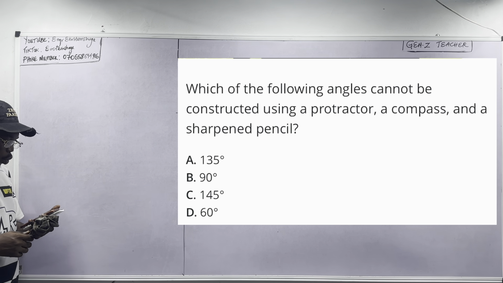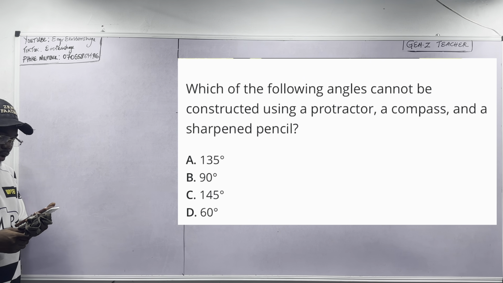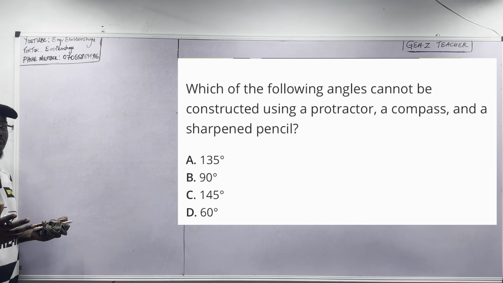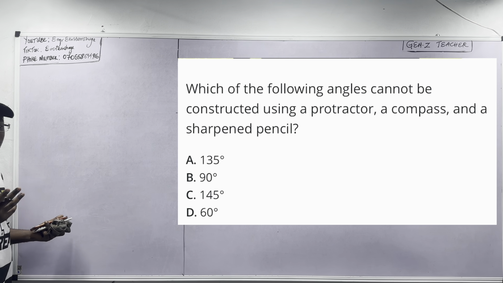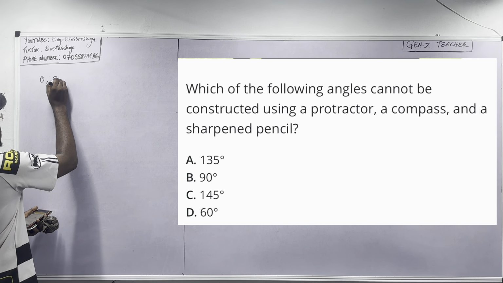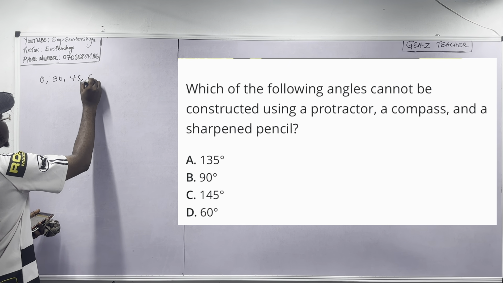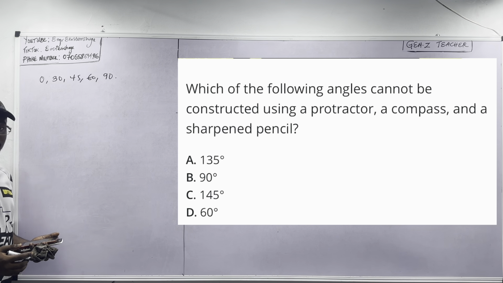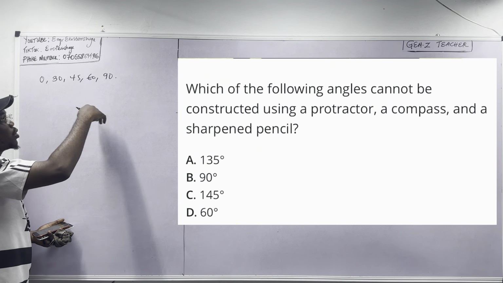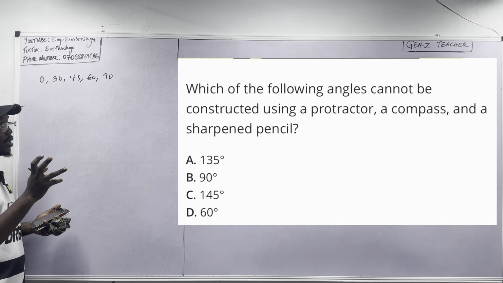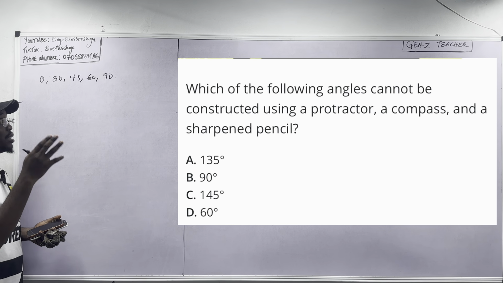It says, which of the following angles cannot be constructed using a protractor, a compass, and a sharpened pencil? Now quickly, I'm going to give you an easy way out. There's something we call special angles in trigonometry, which range from 0, 30, 45, 60, and 90. So these are special angles all together. Now you can also have other angles outside these that are not per se special angles but can be gotten from these values.